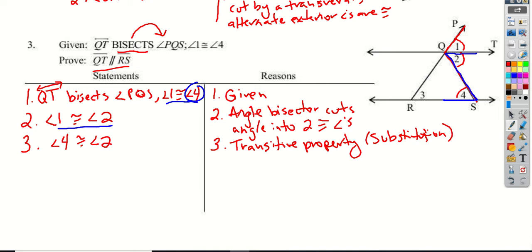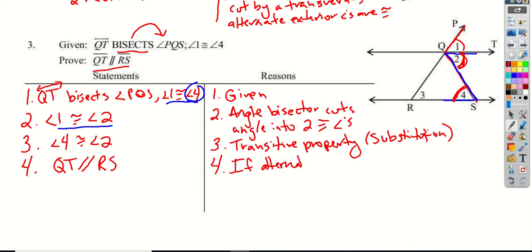Okay. And now we actually have enough to say that these two lines are parallel because I have these alternate angles congruent. We're going to finish off with our proof statement. QT is parallel to RS. All right. And the reason is going to be, you guys remember? If, what do we have? Okay, the alternate.